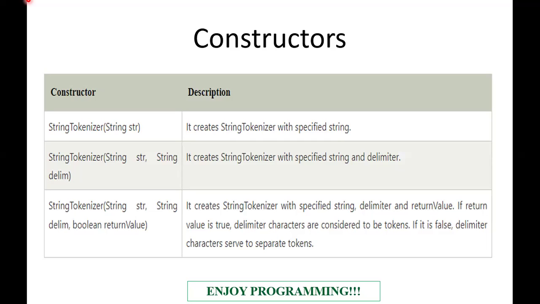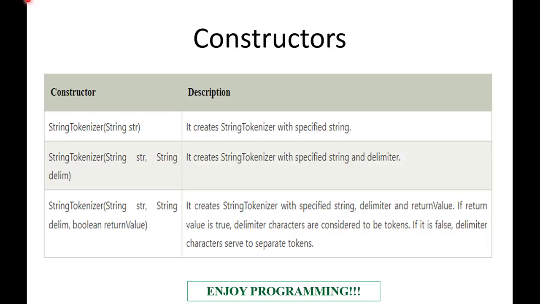Coming to the second one, StringTokenizer accepts two arguments. One is String str, another one is String delim. As usual, this str is nothing but the string on which we have to process. This constructor creates a string tokenizer for the specified string str with the specified delimiter given by delim. Again, this delimiter is a set of characters, so the characters in this delim string are used as delimiters.